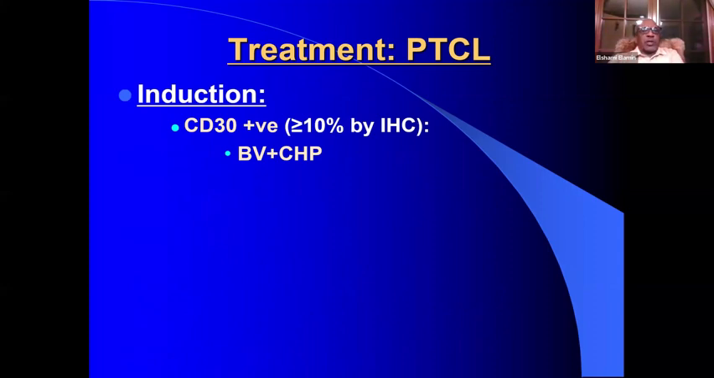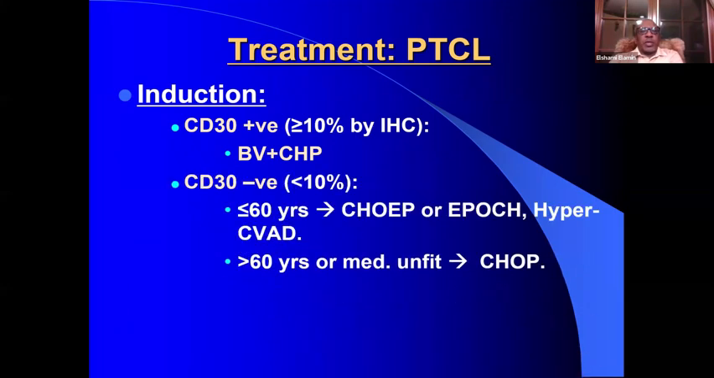Remember, we said the CD30. If CD30 positive, that means more than 10% by immunohistochemistry. The treatment is brentuximab. Brentuximab plus CHP: Cytoxan, doxorubicin, and prednisone.